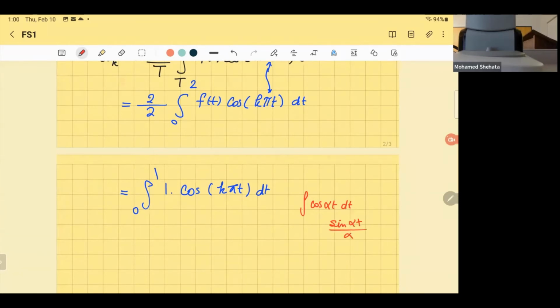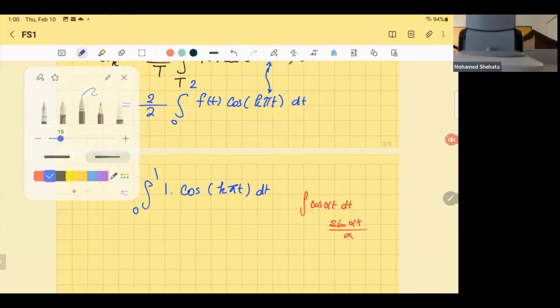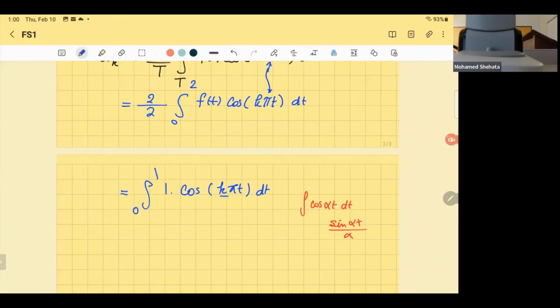Alpha, right? All right. So we'll do the same thing. Now we have alpha, k pi, all is like alpha, true? So the integration will be equal to sine k pi t over alpha, which is k pi, and the limit from 0 to 1.